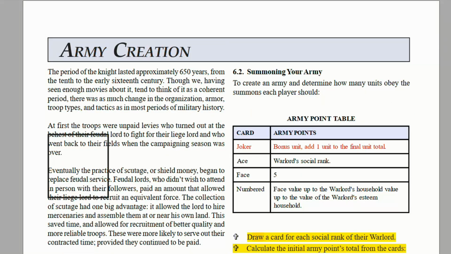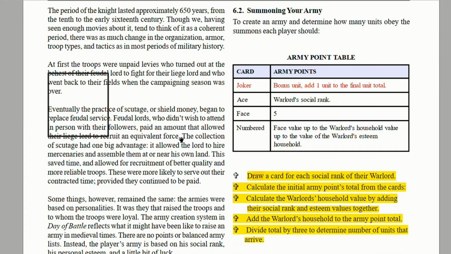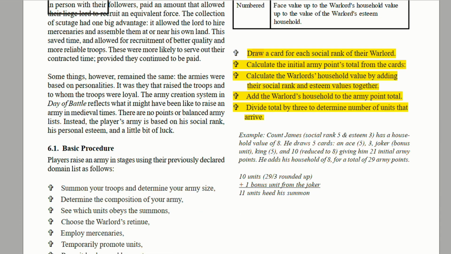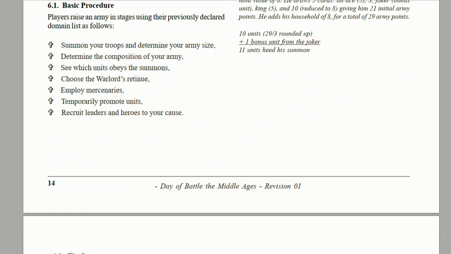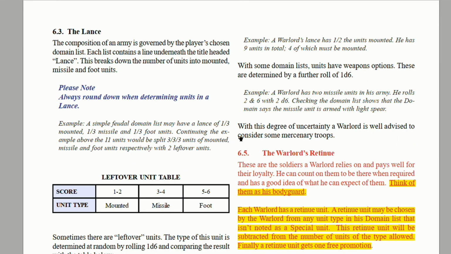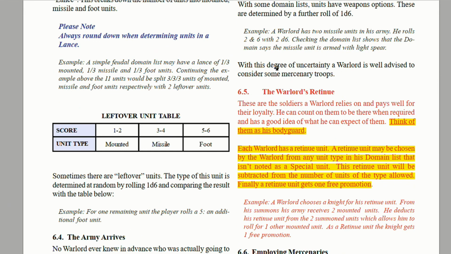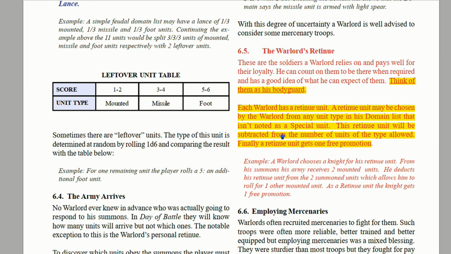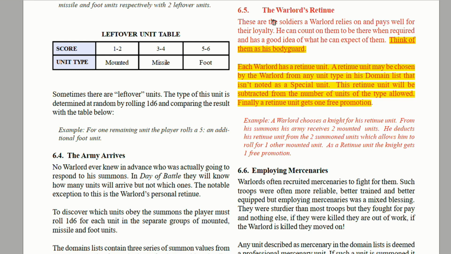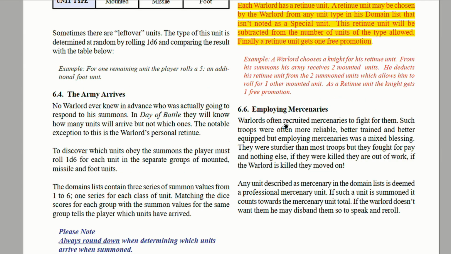And here is the army creation. Another big part of the rulebook explains the mechanics and how you use dice and cards, and how you calculate the army based on the army lists that are at the end of the book. Again, a very important role is played by your warlord, your commander. It's called warlord here, and his attributes. And also, a very nice touch is the warlord retinue.